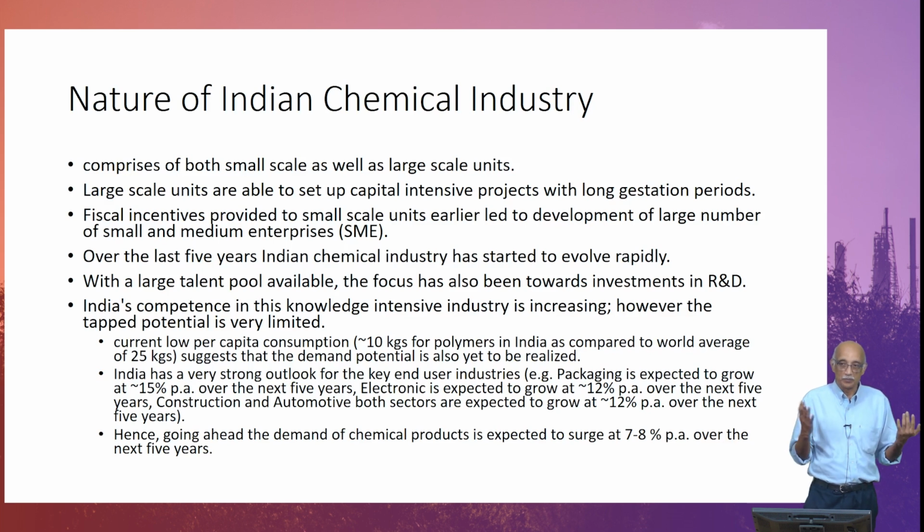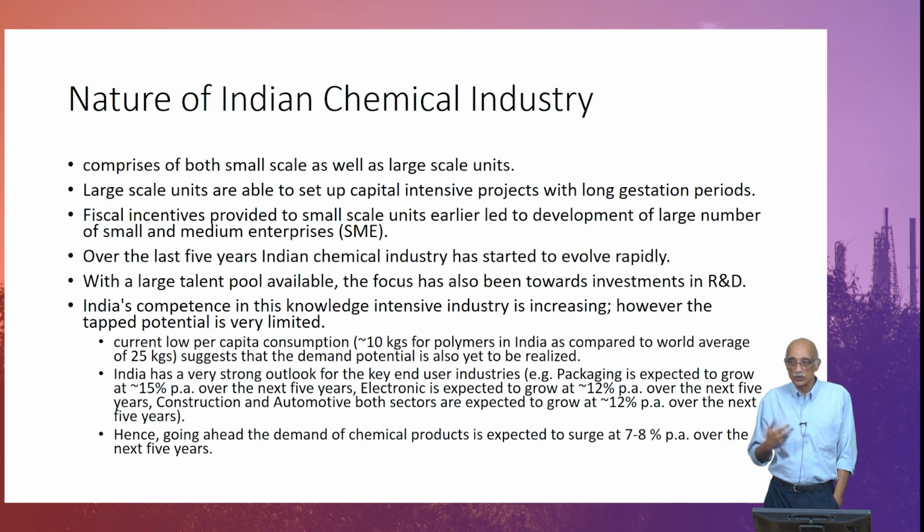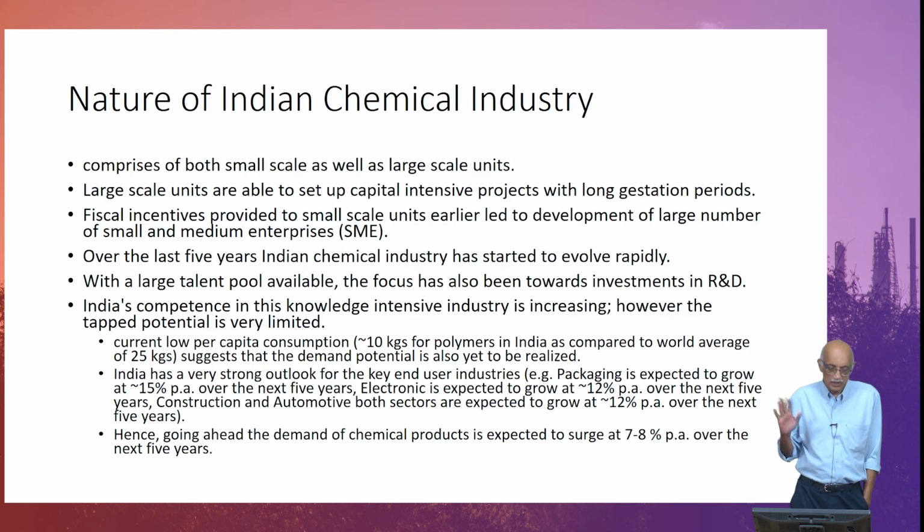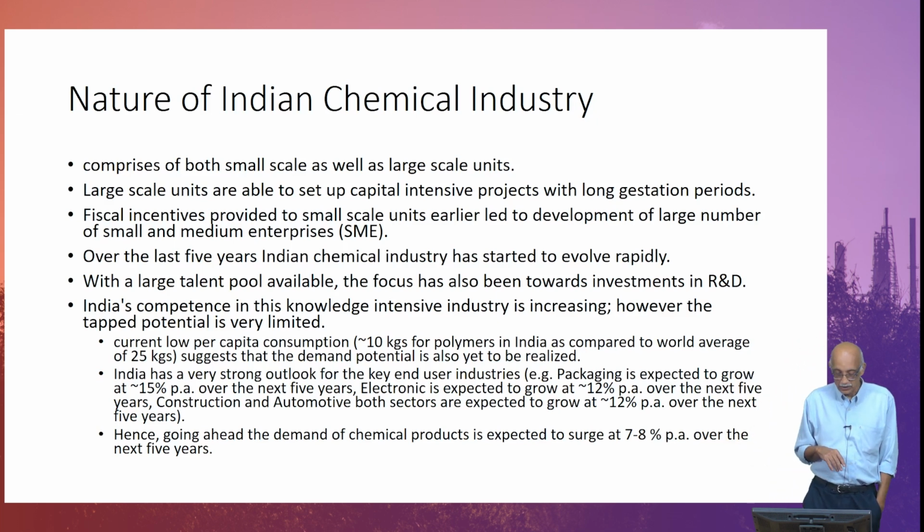I don't know if you went through the budget yesterday, everything looks so rosy, right. So, packaging is expected to grow at 15% per annum, electronics at 12% per annum, construction and automotive sectors at 12% per annum. So, in general, the demand for chemical products is also going to keep surging. It is going to be somewhere in the 7 to 8% per annum range over the next 5 years.